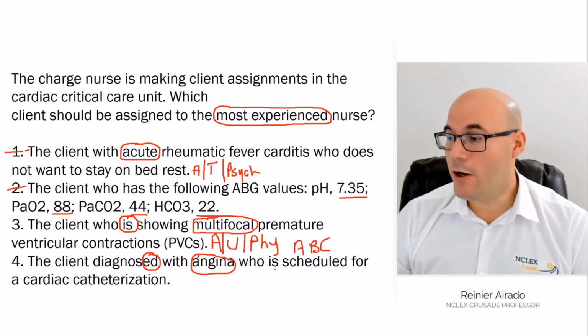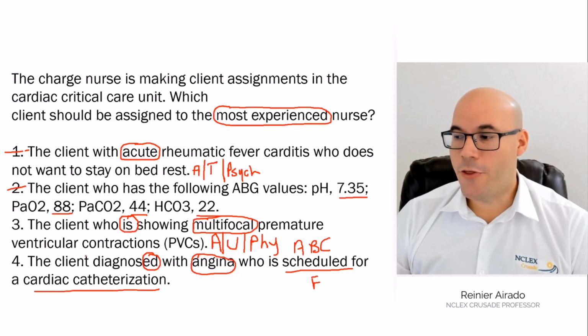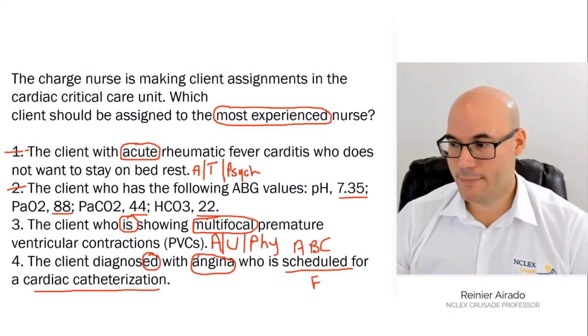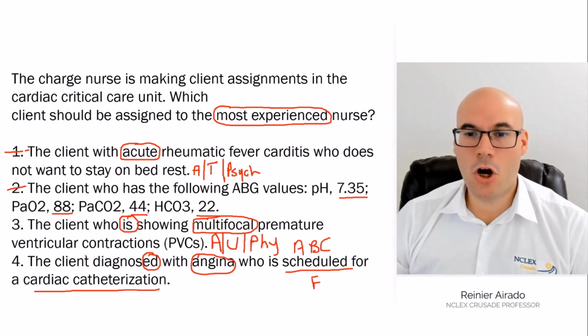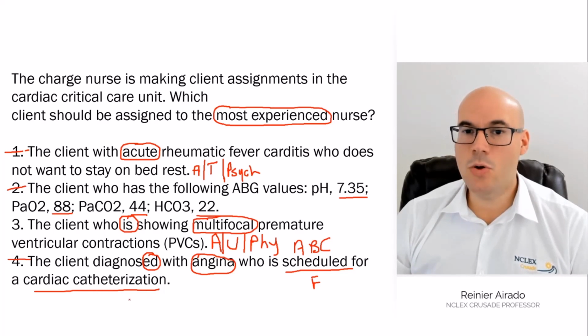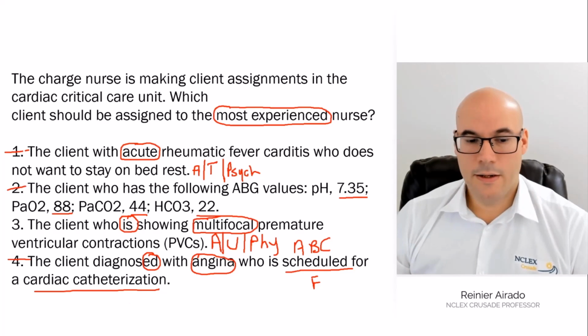There are no problems. The only thing that we know is that he is scheduled in the future for a cardiac catheterization. So if you compare 3 and 4, 3 has an actual problem right now, experiencing at this moment. And it's showing cardiovascular compromise. When we compare 3 and 4, 3 has the highest priority. A cardiac cath is a routine procedure. It's a diagnostic procedure where doctors can identify certain things. The correct answer is answer number 3.